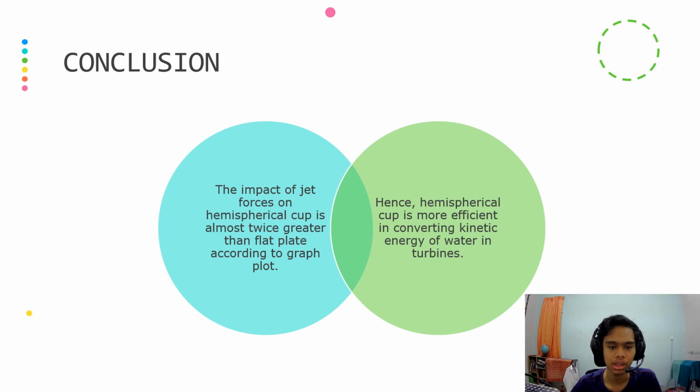As a conclusion, the impact of jet forces on the hemispherical cup is almost twice as great as on the flat plate, according to the graph plot that we saw just now, and is much higher. Hence, the hemispherical cup is found to be more efficient in converting kinetic energy of water in turbines. Why? Because even though they have the same flow rate, the force exerted by the water towards the hemispherical cup is much higher than on the flat plate.